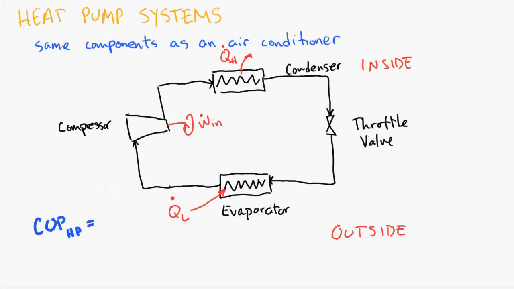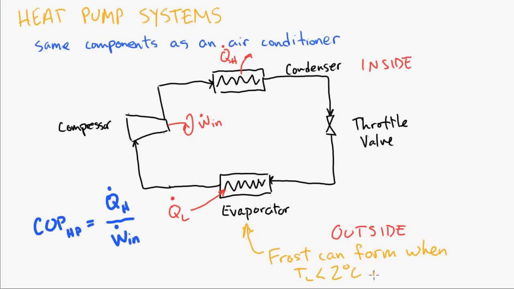So the coefficient of performance of the heat pump is equal to the heat provided to the inside divided by the work input. Now one thing about the evaporator, since it's outside of the building, frost can build up in the evaporator if the outside temperature is lower than about 2 degrees Celsius and it's a humid atmosphere.